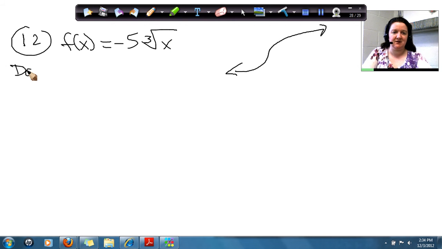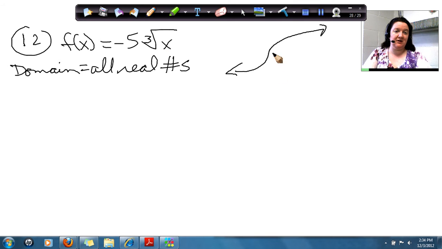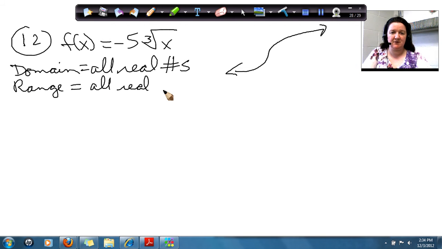If I look at my domain, I can actually pick all real numbers, because it doesn't matter what x value I put in there, I will always be able to find the third root of it. If I look at my range, it is also all real numbers, because I'm going to get all sorts of things from negative infinity to positive infinity and everywhere in between. So let's look at the middle number. The root of that part would be 0.